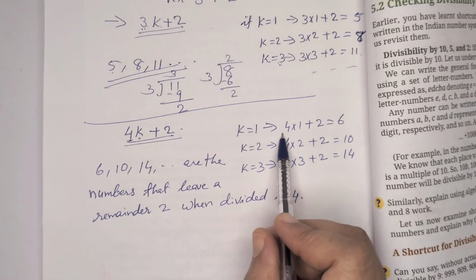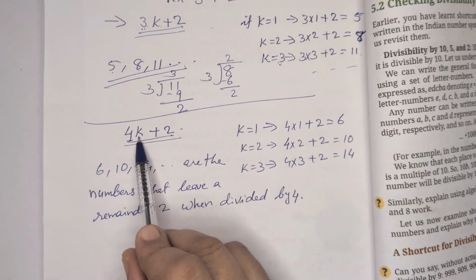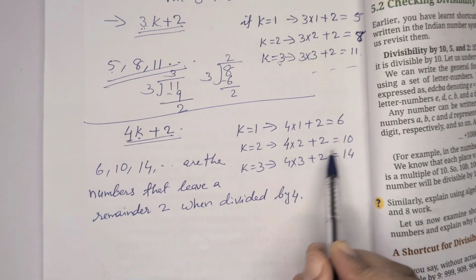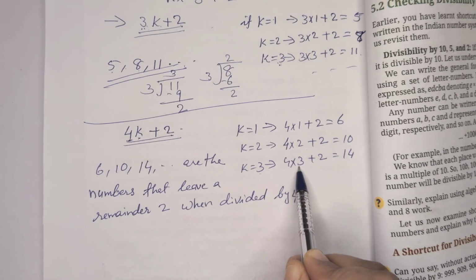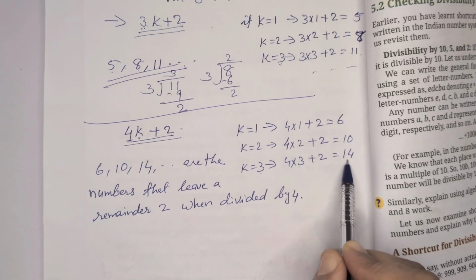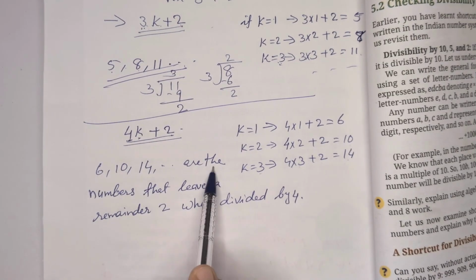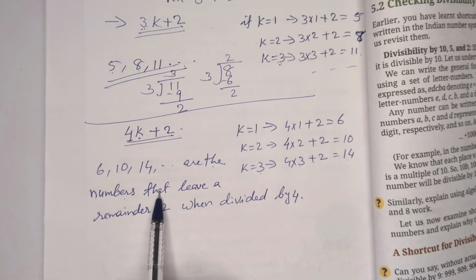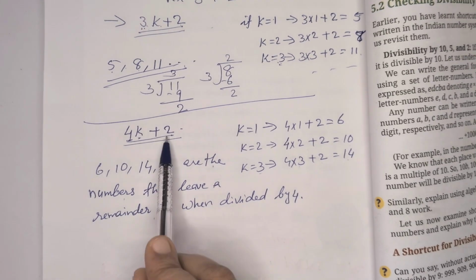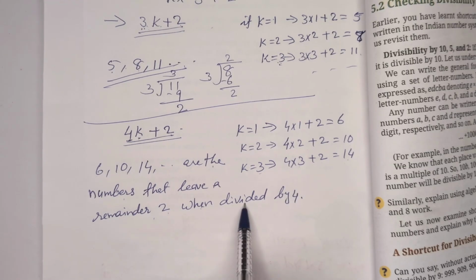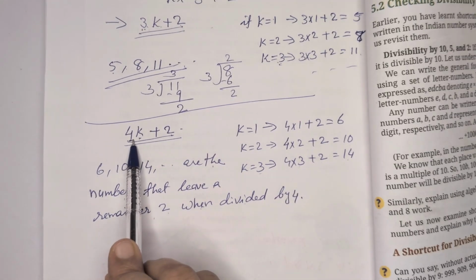K is equal to 1, then we will get 4 into 1 plus 2, 6. K is equal to 2, 10. K is equal to 3, 4 into 3, 12 plus 2, 14. So we can write in general 6, 10, 14, etc. are the numbers that leave a remainder 2 when we are dividing the number by 4.